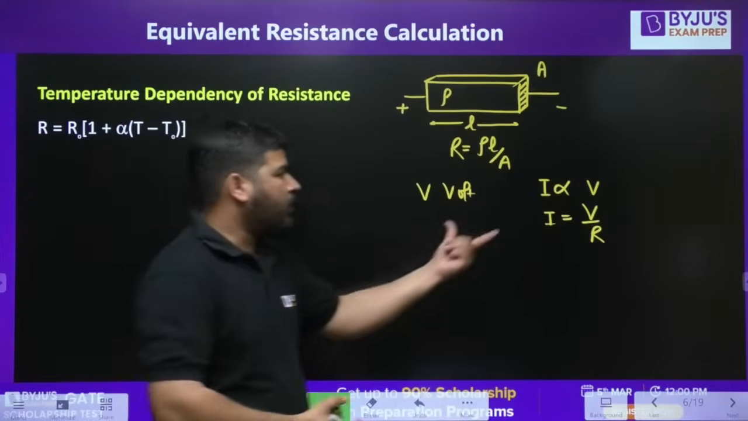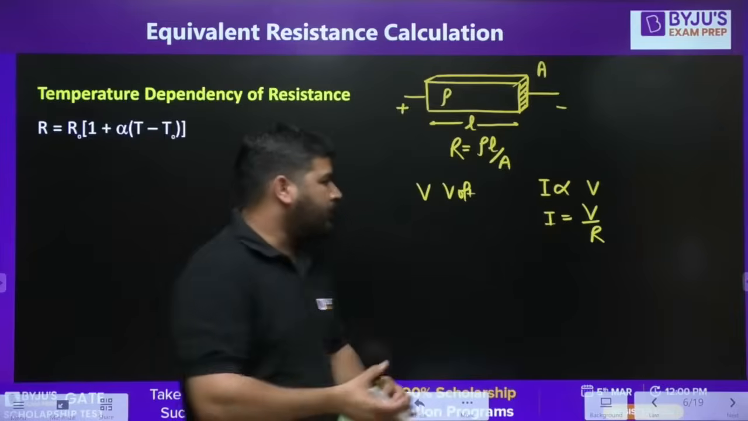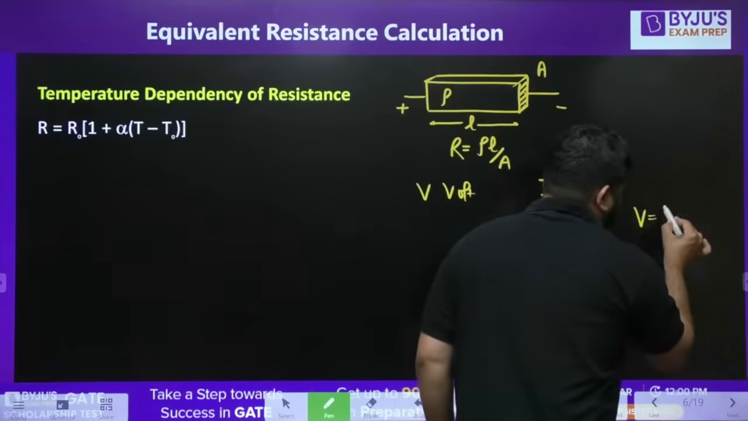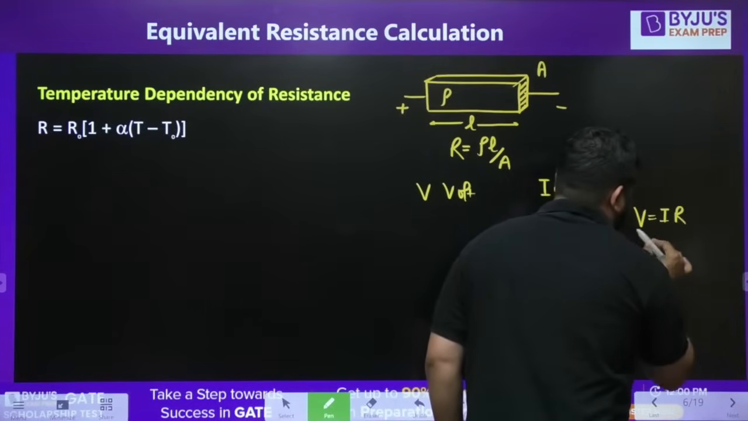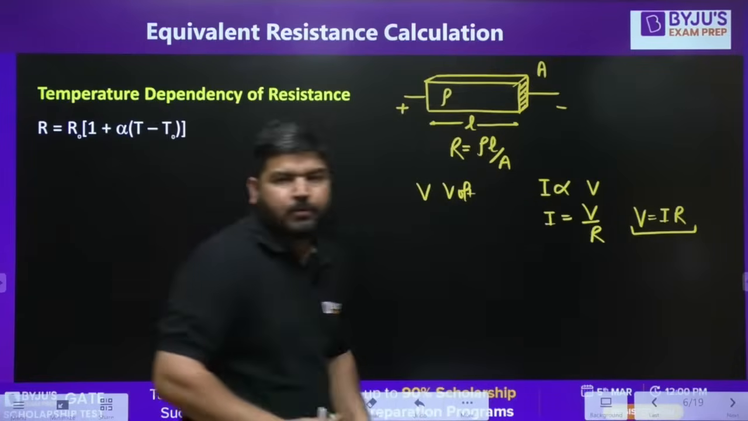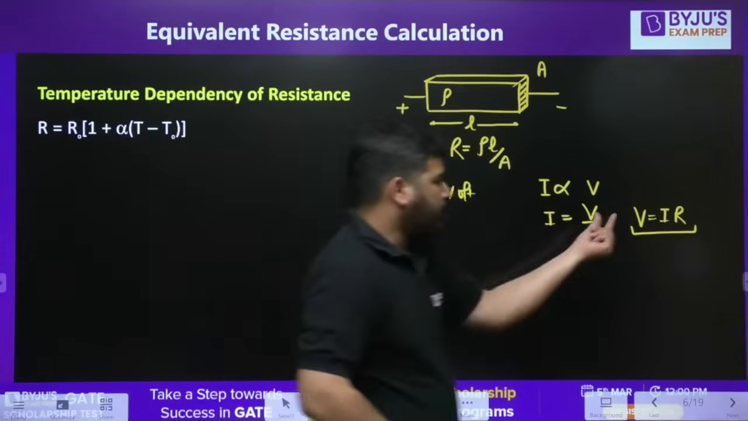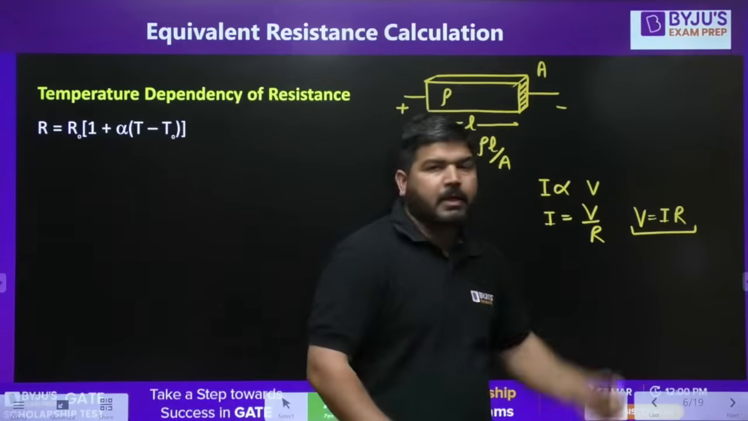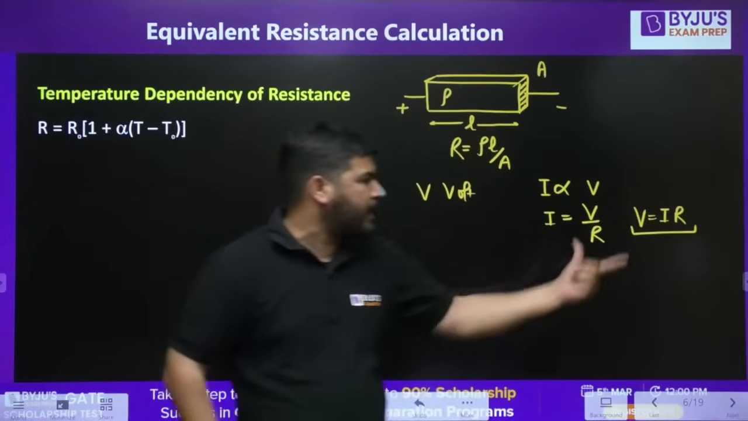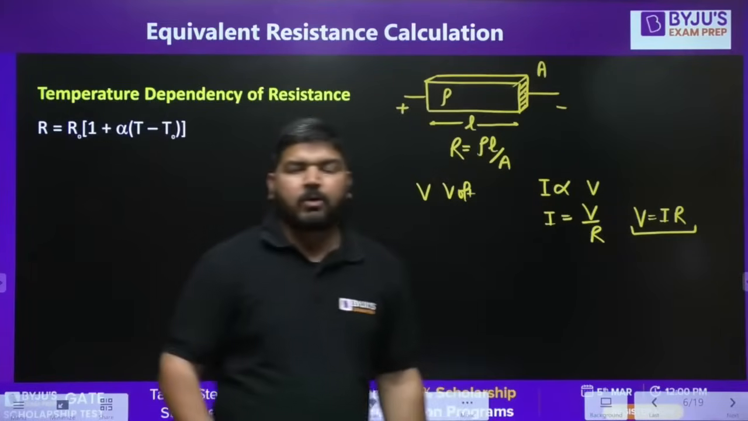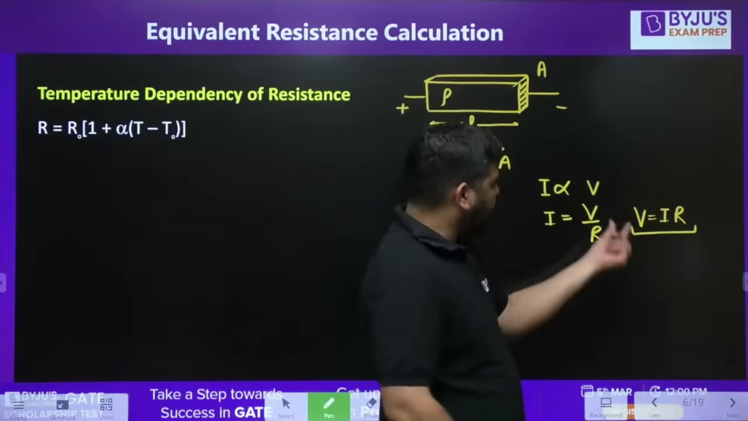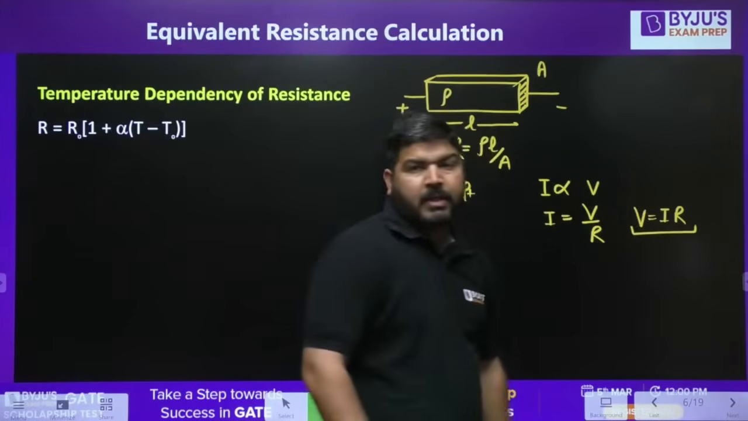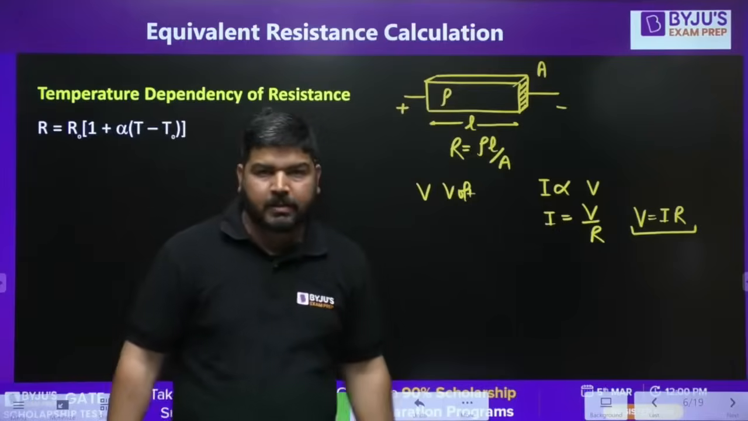So this is my Ohm's law. You can say that V is equal to IR. V = IR is Ohm's law in difference form. We call it difference form because this V is the potential difference. You require two points to apply this formula. That's why we call it difference form, because in this form, V is the difference between two points.